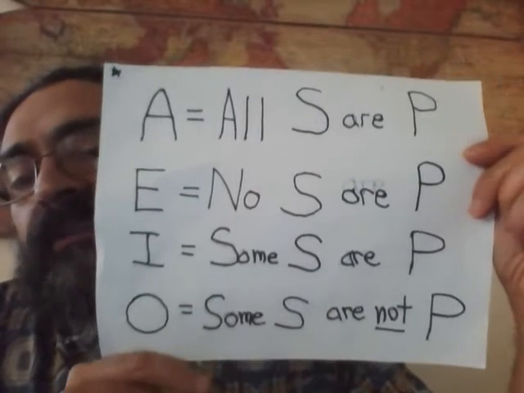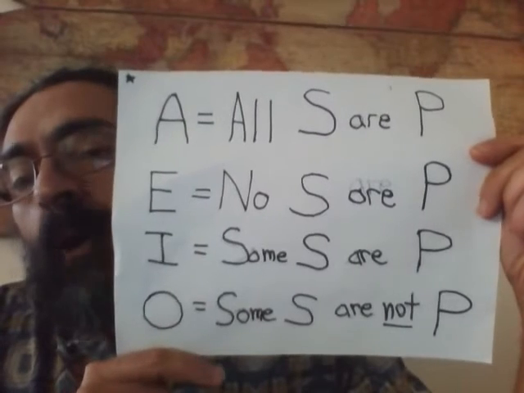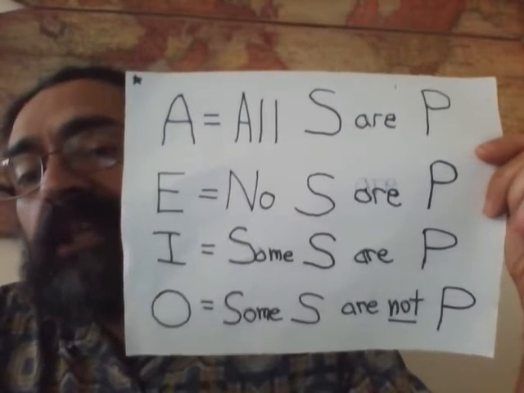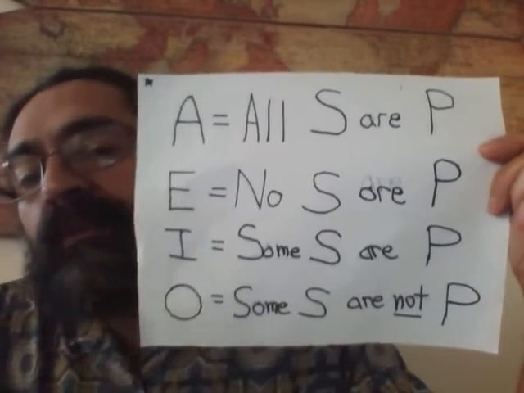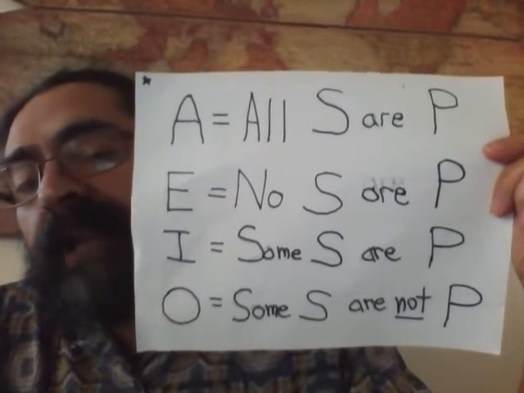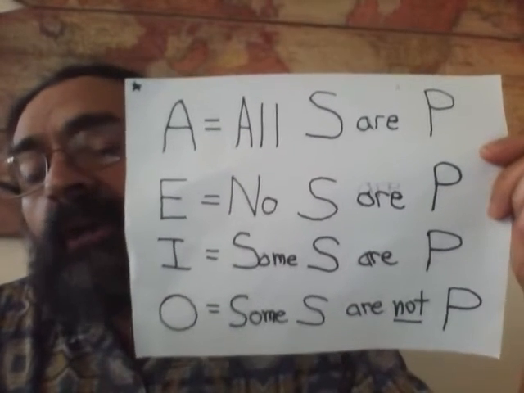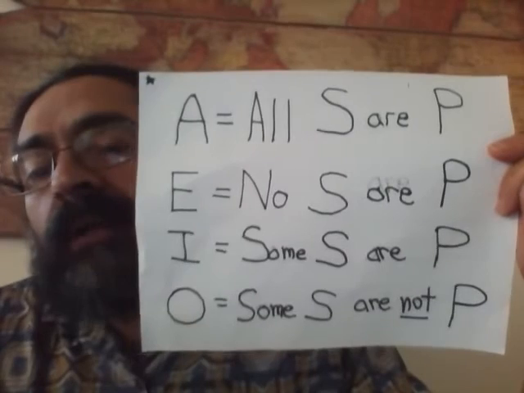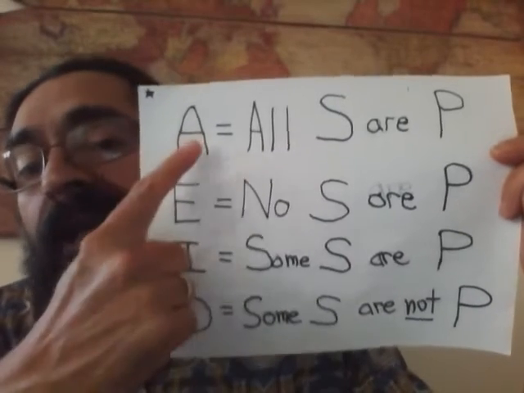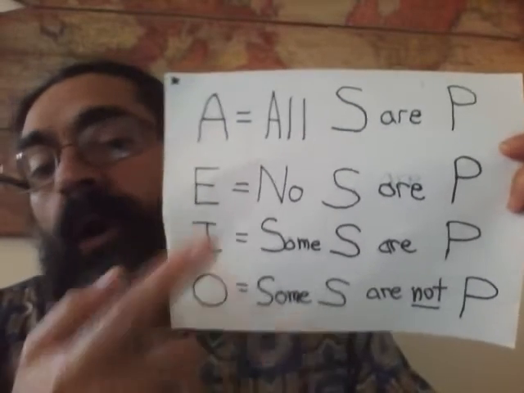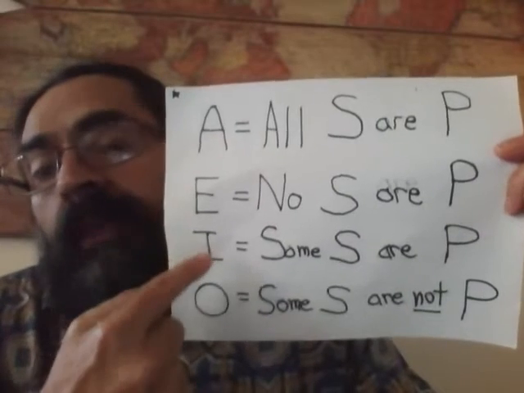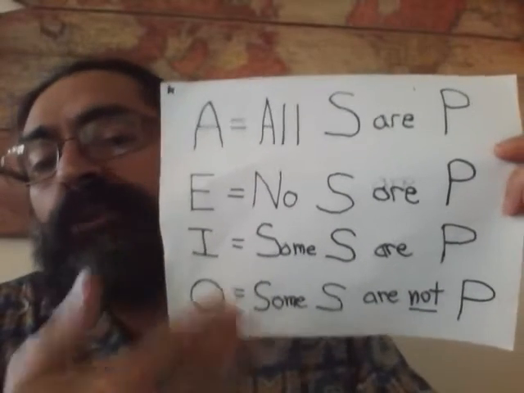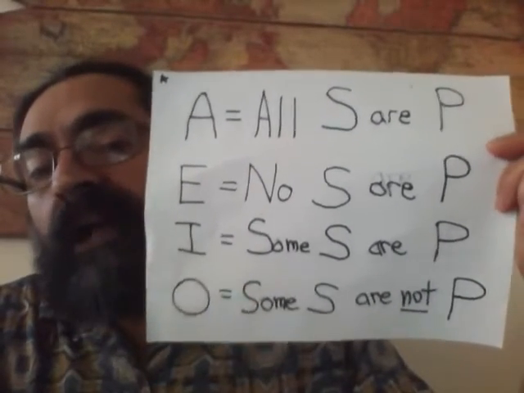Last week we looked at categorical statements. You were asked to take ordinary English and translate those sentences into one of these forms, A, E, I, or O statements. And then we were given simple arguments, one premise, one conclusion. We were told something like A is true, therefore I is true, or E is false, therefore I is true. And you were asked to evaluate if those inferences were valid or invalid.